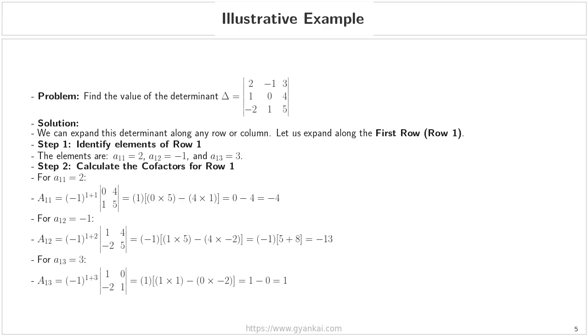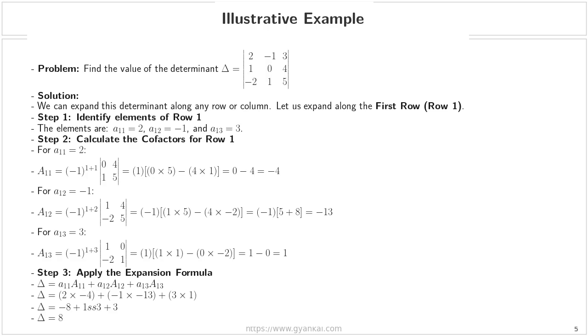Finally, for our third element, 3, at position 1,3, the sign is -1 to the power of 1 plus 3, which is +1. The minor determinant uses the elements 1, 0 in the top row and -2, 1 in the bottom row. Calculating this, we get 1 times 1 minus 0 times -2, which is simply 1. So our third cofactor, A sub 1,3, is 1.